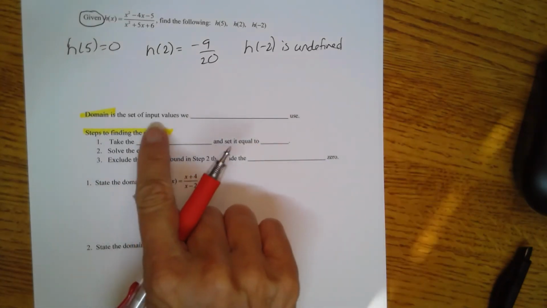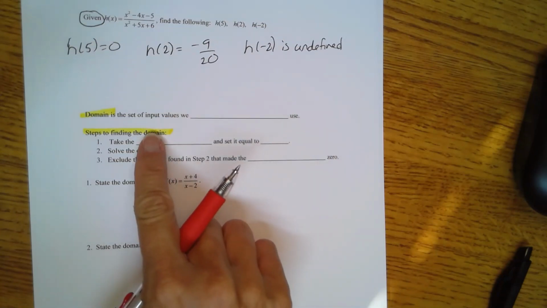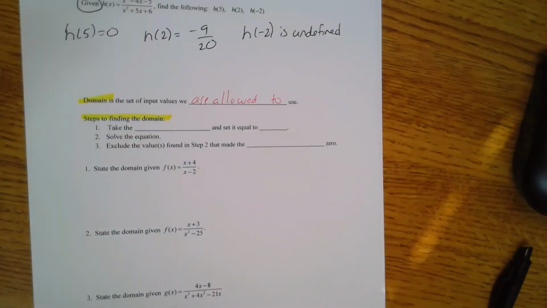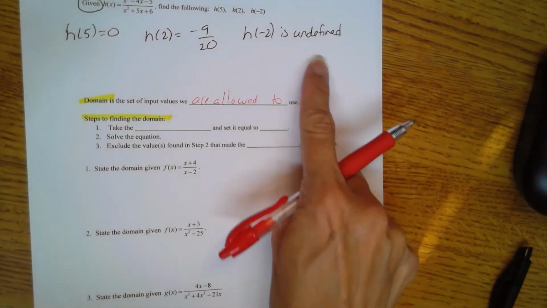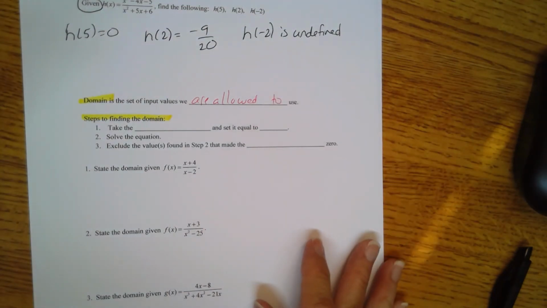So the domain is a set of input values like our 5, our 2, our negative 2. So it's a set of input values we are allowed to use. You're allowed to use them if you can plug them in and they don't become undefined. So you're allowed to use any value except for the ones that make your denominator 0.